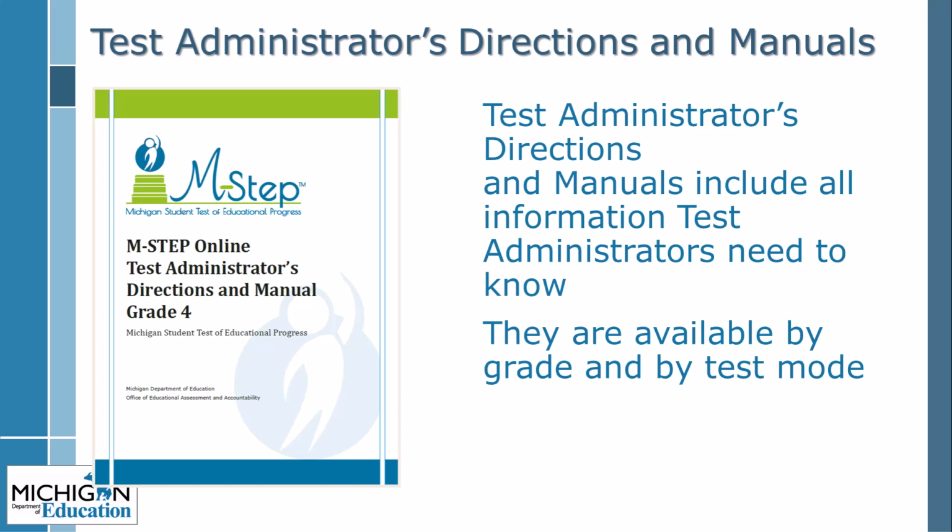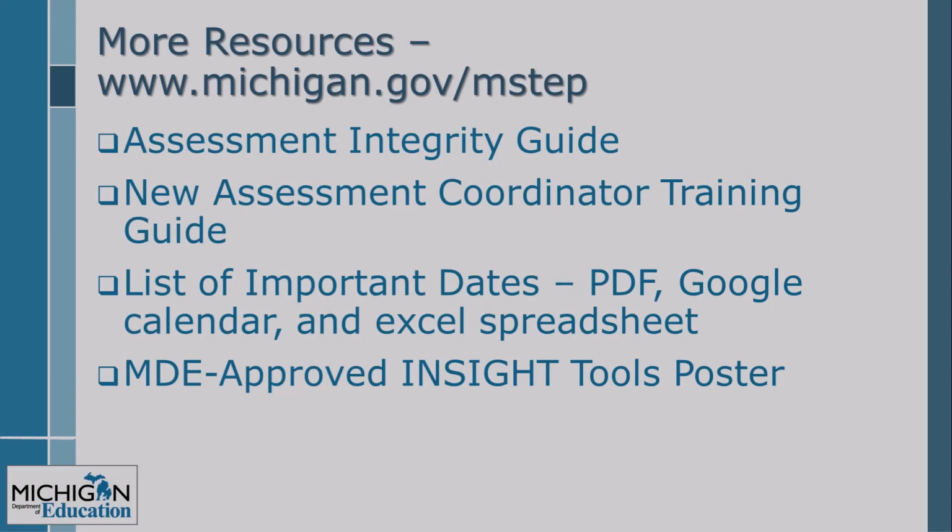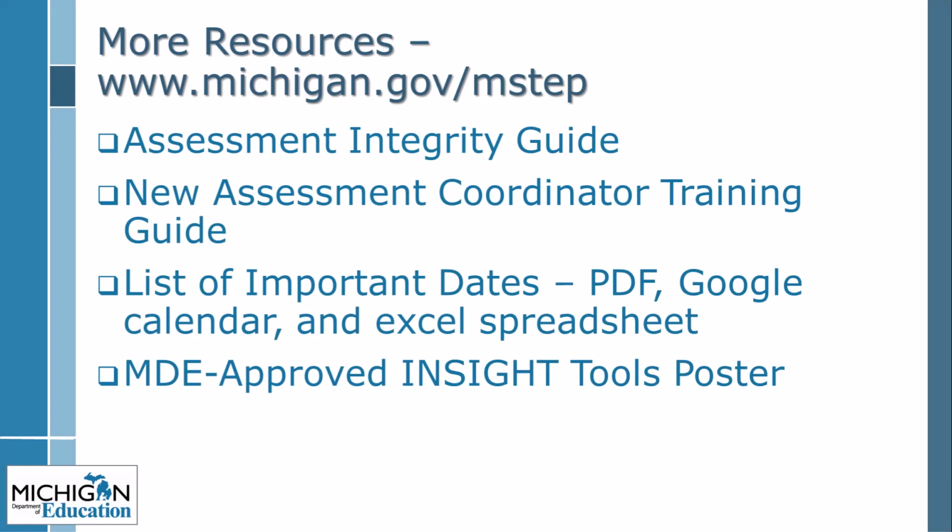If additional documents are needed, they can be printed from the MSTEP webpage at www.michigan.gov/MSTEP. Remember to make sure to visit the MSTEP webpage at www.michigan.gov/MSTEP for more resources. I'm just highlighting a few of the most important things that are out there for you now. The updated Assessment Integrity Guide is available.